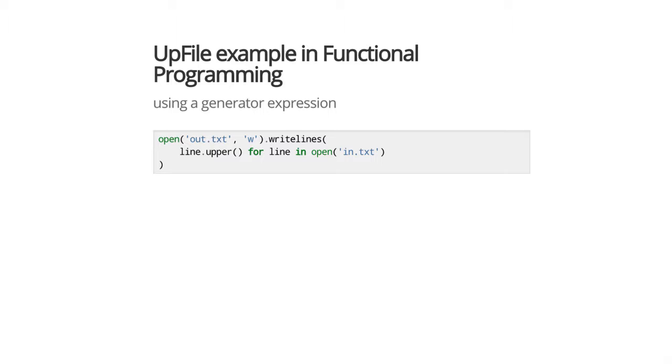one difference between procedural programming and functional programming is you read it backwards, which makes the code look a lot sexier, but it also requires some severe brain machinations to be able to do this. So in this case, I'm writing out this output file from the input file. I'm doing open in.txt. And then I'm processing each line, and then each line is being translated to upper, and that's returned as an iterator to write lines. So you're basically reading it from right to left, which is kind of awkward.